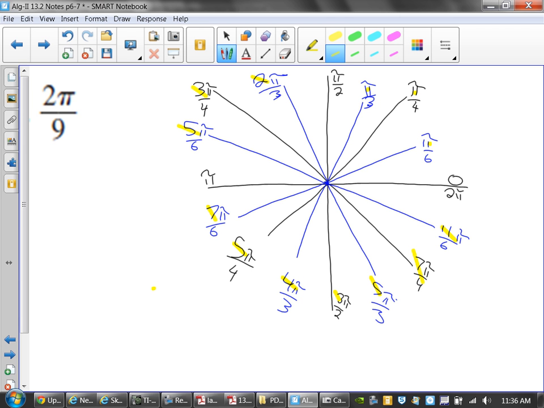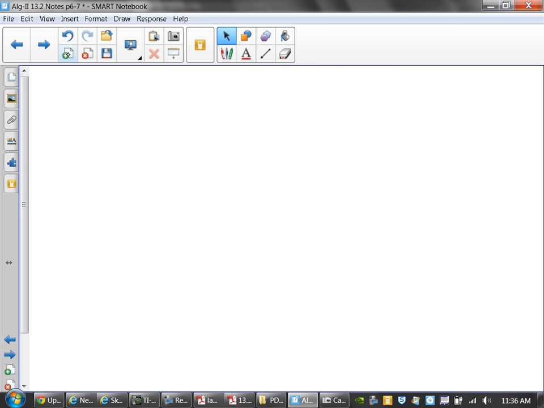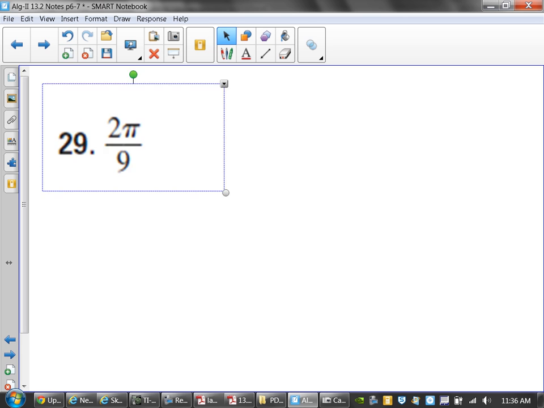Okay? So again, let's talk about how do we place then 2/9 on a grid. Where does it go?